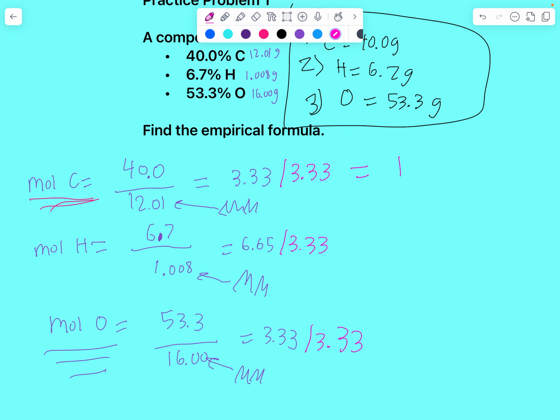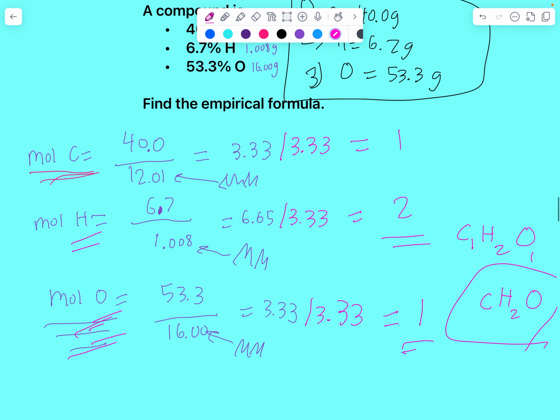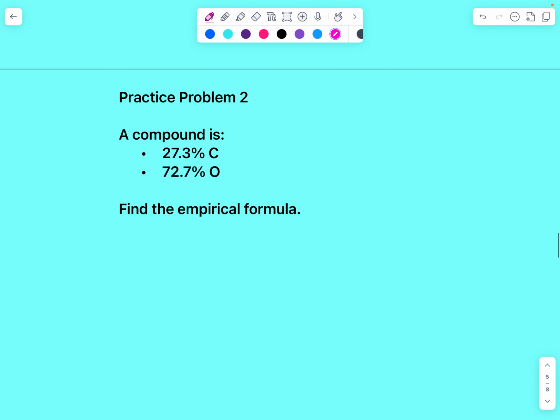So for carbon, we got 1. H, we got 2. And then for oxygen, we got 1. Just combine it. You got C1, H2, and then O1. But it's weird to include ones. Ones are not written, so it's just CH2O. Ones are invisible. Ratio is 1 to 2 to 1. So the empirical formula is CH2O. Good work, you guys. Let's try another, and again, with practice, you guys will be rock stars.